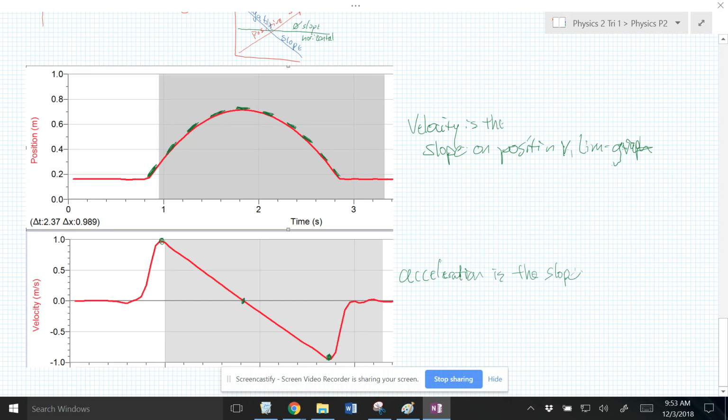So let's pop back over into the Pear Deck here. And can you write a few words for me about the slope that you see on that velocity versus time graph? What are some words you would use to describe that slope?